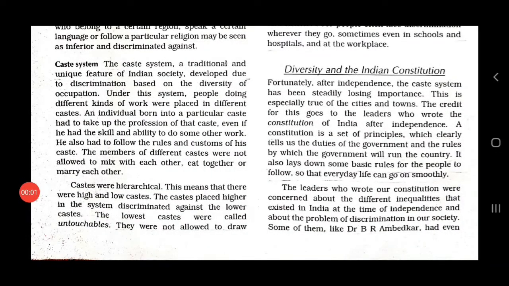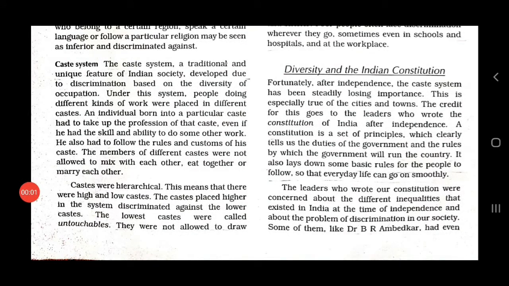Like children, as you all, when you come to school, you all have to follow few basic rules. Same way, being a citizen of our country, we have to follow the rules which are mentioned. Understood? Then only the whole country can run smoothly.